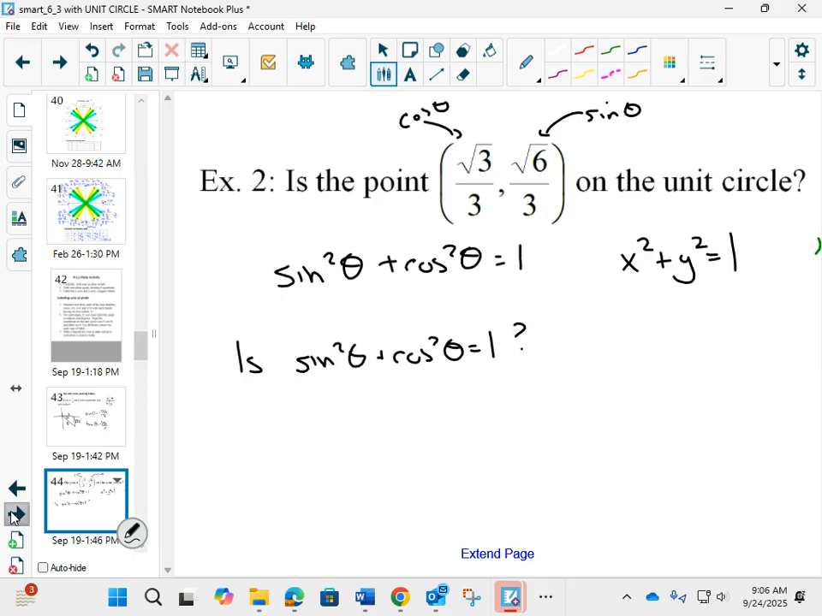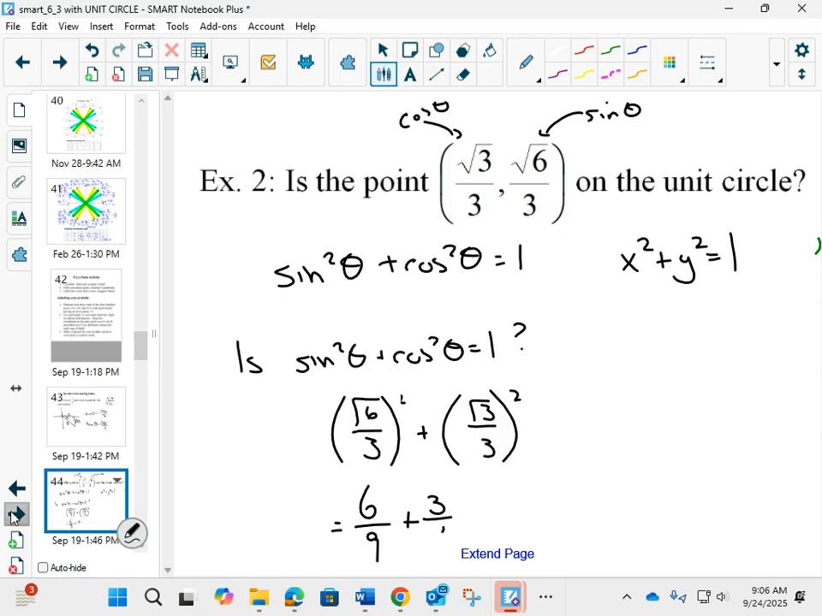Well, let's check it. If I do the sine, root 6 over 3, and I square it, and I do the cos, which is root 3 over 3, and I square it. What do I get? Well, this would become 6 over 9 plus 3 over 9.